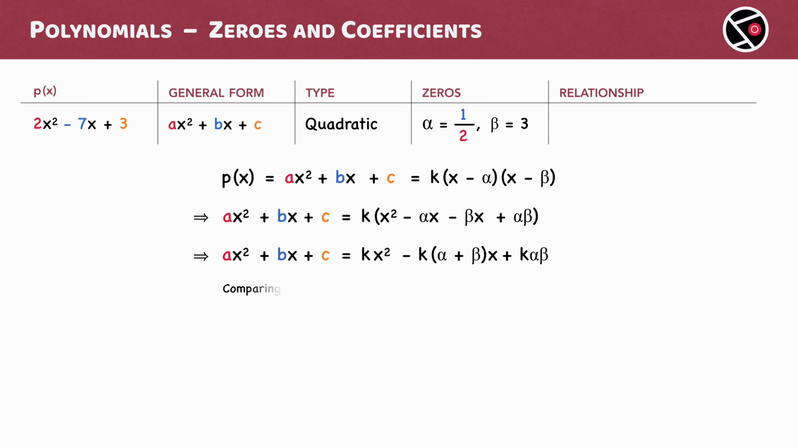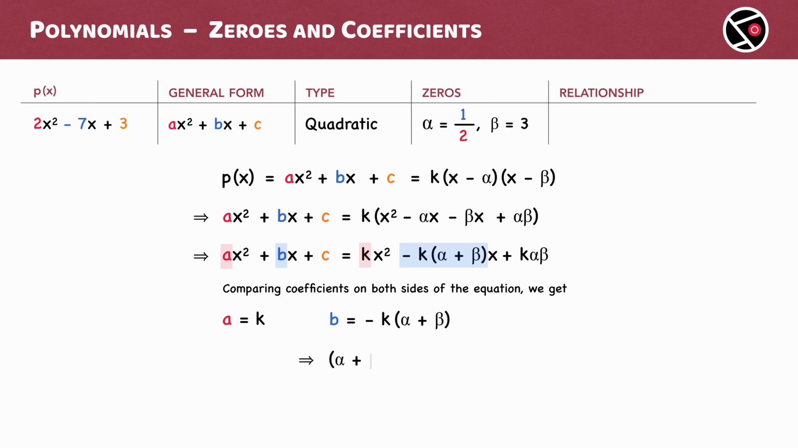Now we compare the coefficients on both sides of the equation. These coefficients must be equal. So we have a equals k. For the coefficient of x, b equals minus k times alpha plus beta, or alpha plus beta equals minus b over k. Now k equals a. So alpha plus beta equals minus b over a.